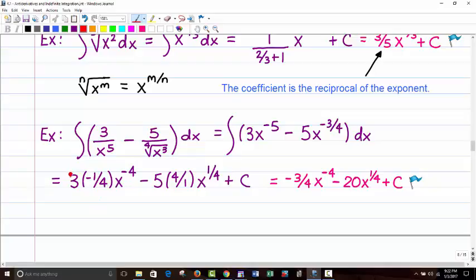And you see we have a 3 here. So it's 3 times that negative 1 over 4. So there's our negative 3/4 x to the negative 4. And for this one, negative 3/4 plus 1 will be 1/4, which makes this 4 over 1, which of course is 4. But you have a 5 right in front, so 5 times 4 is 20. And negative 3/4 x to the negative 4 minus 20x to the 1/4, and then our beloved plus c that must be there at the end.